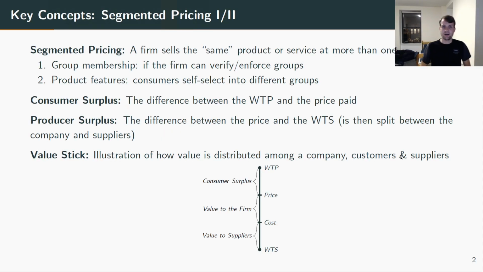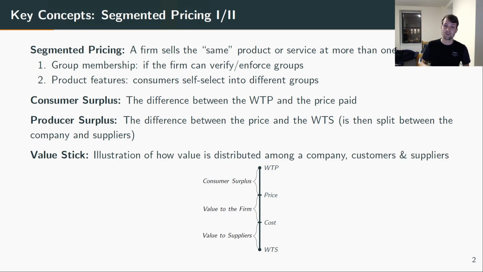Segmented pricing is actually a fairly simple thing. When we do segmented pricing, we're trying to sell what's basically the same product or service at more than one price. When we think about people having different willingness to pay, ideally we would charge the maximum amount we can charge every single person. But that's usually not possible. We have to make sure that we can identify their willingness to pay, which is hard. There are two ways in which it's commonly done.